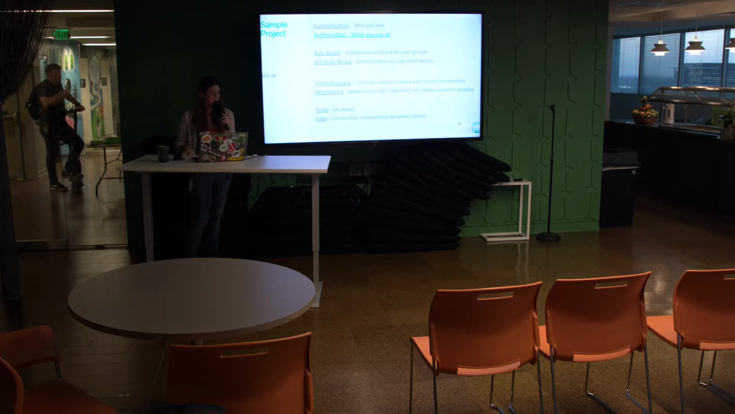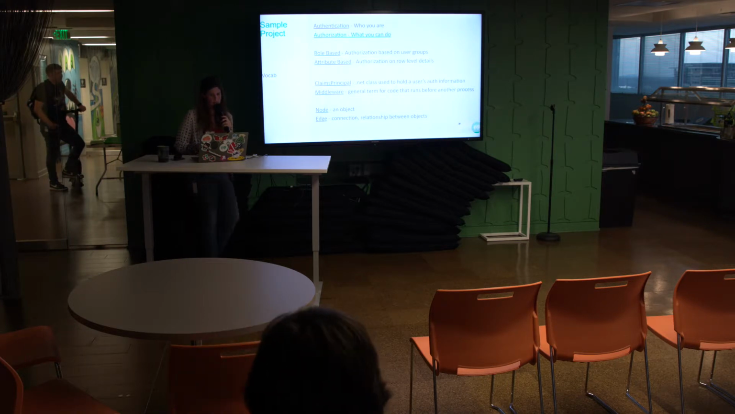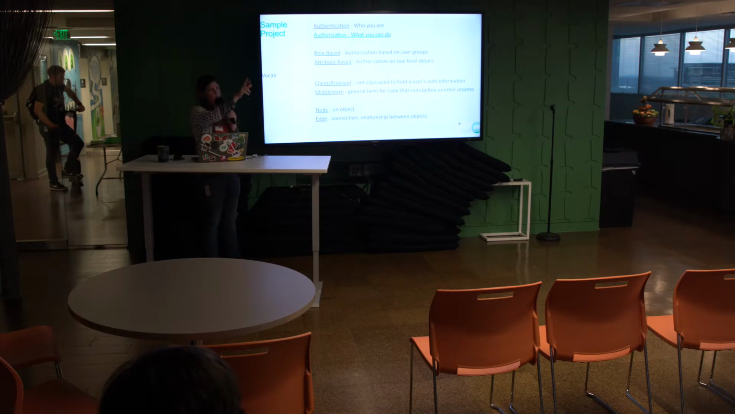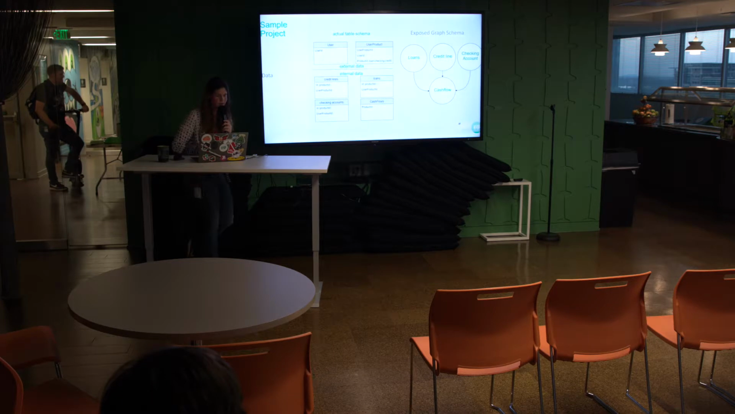Middleware is usually just a general term that means code that runs before other code with the same parameters. GraphQL has a couple of different middlewares: a field middleware that runs before the resolution of each field, and also just a regular request middleware that runs at the beginning of the query resolution. And then a couple of graph type words. A node is going to be analogous to an object in C#, and an edge is when you traverse down to child objects.